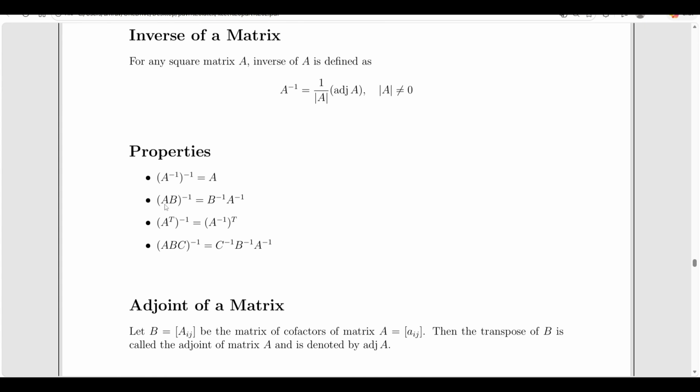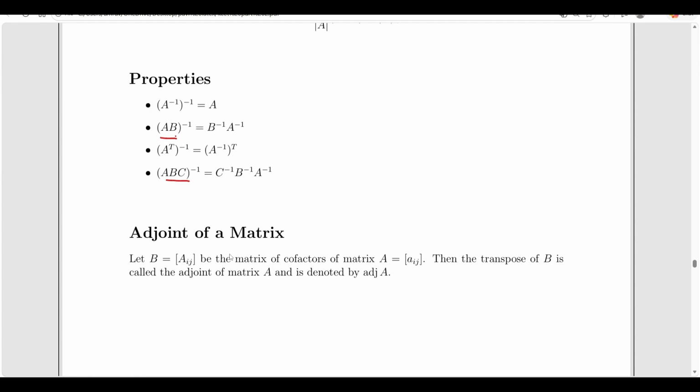And see, here you have considered only the product of two matrices. So now here you have the product of three matrices. A, B, C whole inverse is equal to C inverse, B inverse, A inverse. The same logic is applied even if you have other matrices along with this.